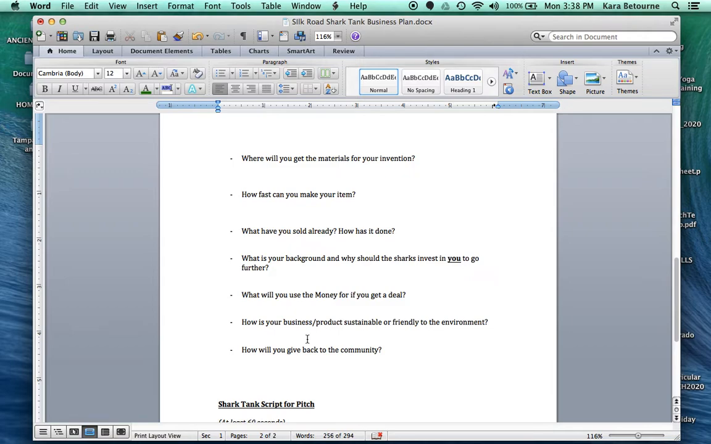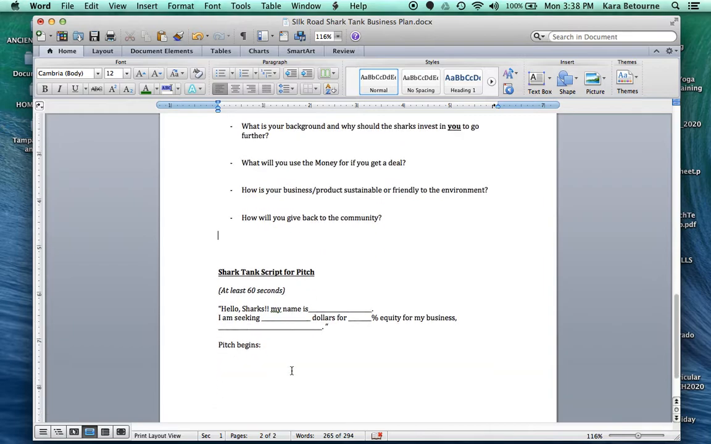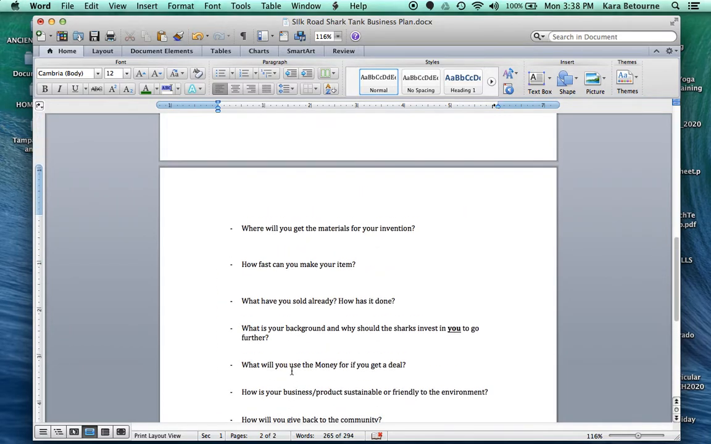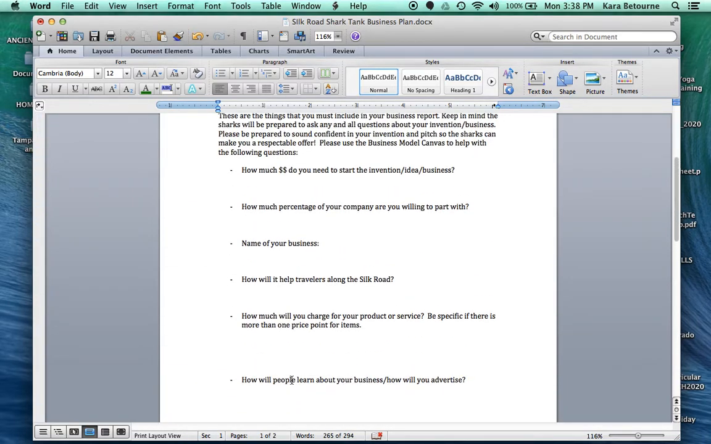How is your business or product sustainable? Are you going to take a lot of the resources and not put them back? Are you going to be sustainable in how you use your resources? And then what will you do to give back to the community? So those are the things I'd like you to answer. Obviously, you have a week to think about it.